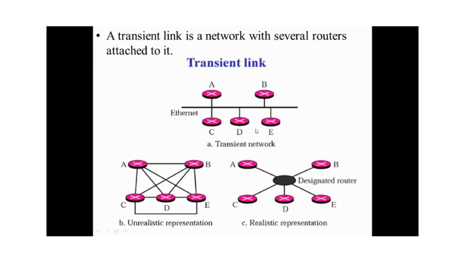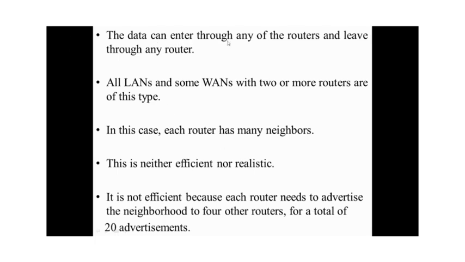Transient link is a network with several routers attached to it. This is an example of a transient link. This is an unrealistic representation. This is a realistic representation. In the unrealistic representation, all routers are connected to each other. But in the realistic representation, all routers are connected to a designated router. The data can enter through any of the routers and leave through any router. All LANs and WANs with 2 or more routers are of this type.